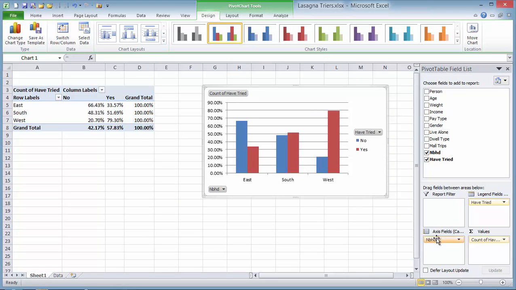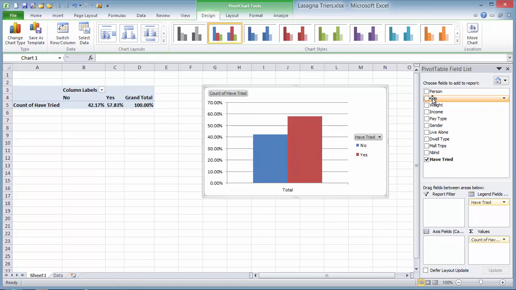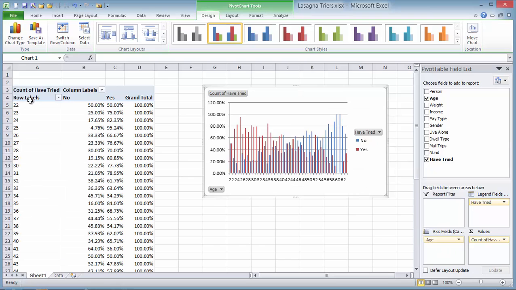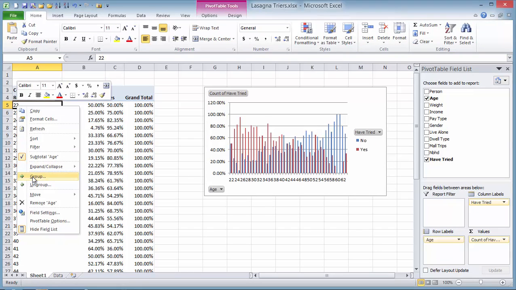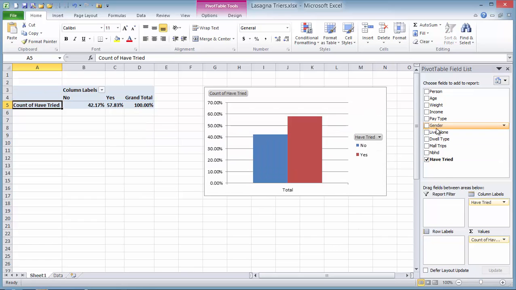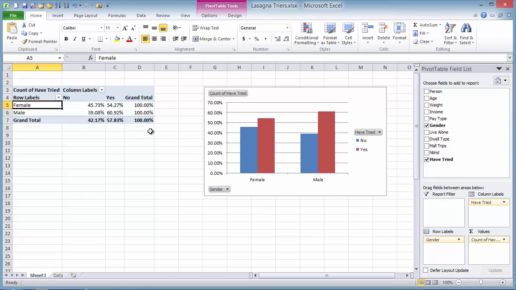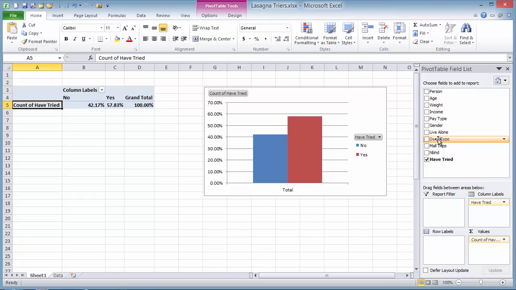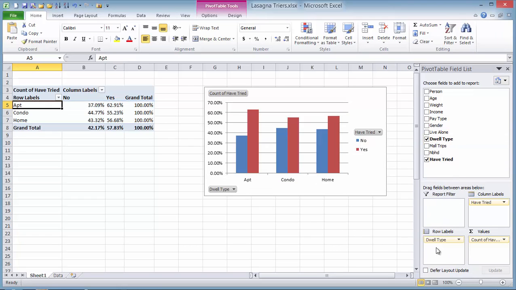Next, let's try age. There are too many ages, so I will group them. It looks like the youngest people are the ones most likely to try. Let's try gender. Little difference. Males are a little more likely to try, but not much more. Let's look at dwell type. Not much difference there.